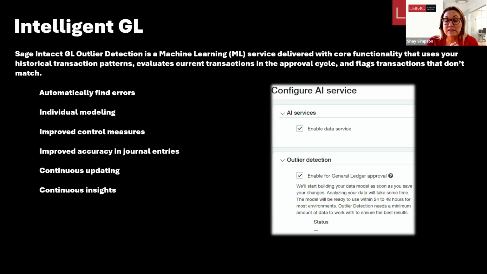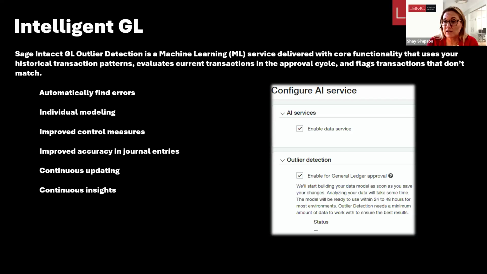So as long as you update it before it posts, you can set it that way. Or even once it's posted, as long as you have the permissions and the period's not closed, you can actually go in and update the amount as well.